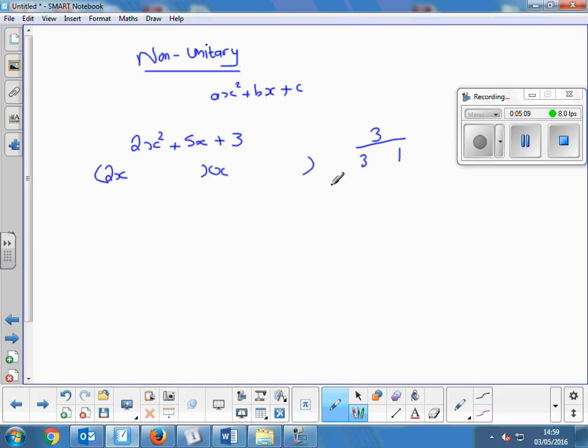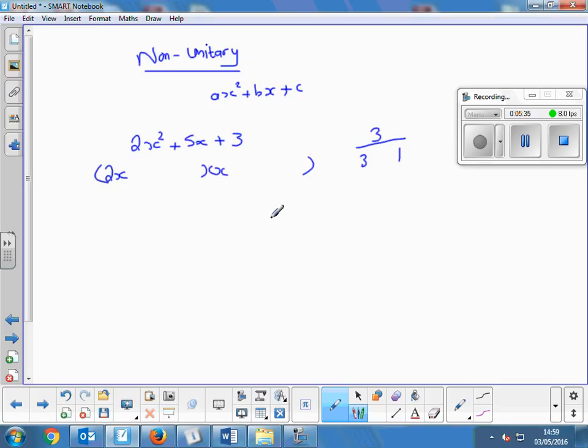We're not going to bother with the negatives because we know they have to add to get 5. Our factors of 3 are just 3 and 1 because 3 is prime. So now this time, one of the factors is going to multiply by the 2x, and the other factor is going to multiply by the x, and then they're going to add together to get the 5x here.